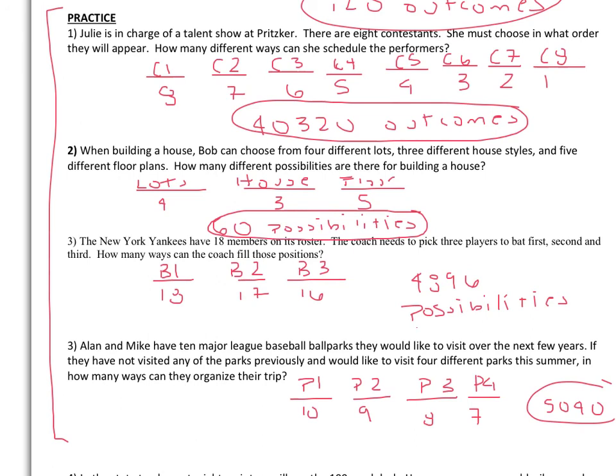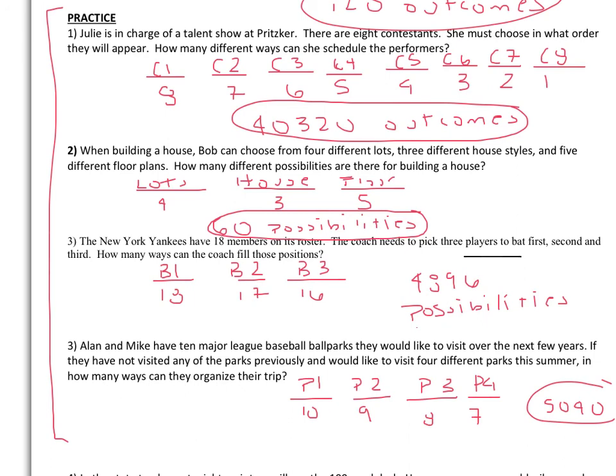For number 3, you have 18 members on the roster, and the coach is picking 3 players out of those 18. So we have a first batter, a second batter, and a third batter. The first batter, you have 18 people to choose from. The second batter, someone's already batted, so you only have 17. The third batter, 2 people have already batted, so you only have 16. And then the last one, you're visiting 4 different parks this summer. You have Park 1, 2, 3, and 4. You have 10 to choose from, so it'll be 10, 9, 8, 7.